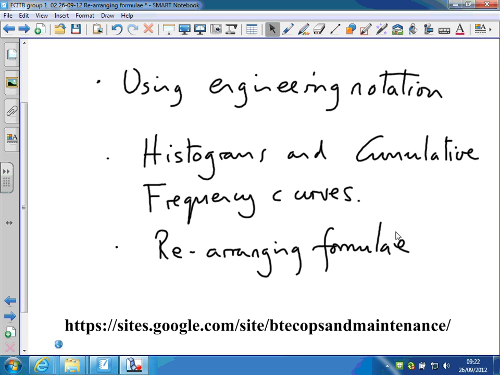So aims for today then, using engineering notation, 5 minutes or so on that, just going through a couple of examples. We've already looked at it briefly. Comparing that with standard notation, standard form notation. We need to know what that is, but we tend to stick to engineering notation within the engineering course.